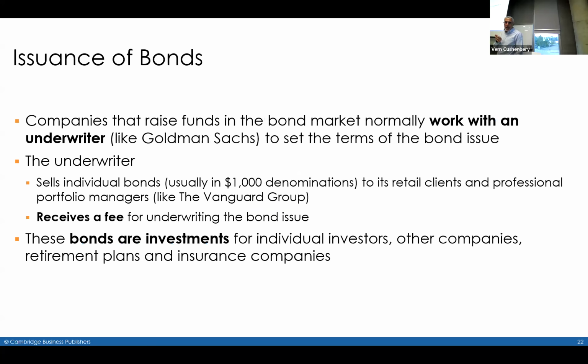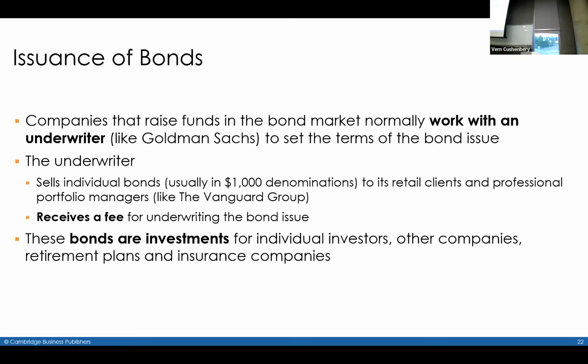So this slide talks about the mechanics of the transaction. I mentioned that the broker-dealer a company would use could be somebody like Goldman Sachs. So they're going to go to Goldman and say, we need to borrow 100 million, and Goldman's going to help them get all the money in exchange for all these individual bonds.